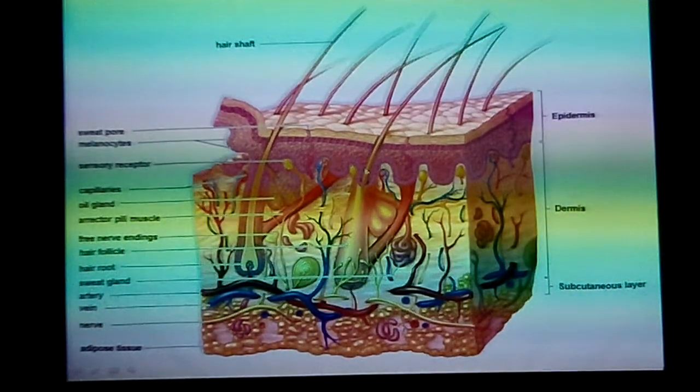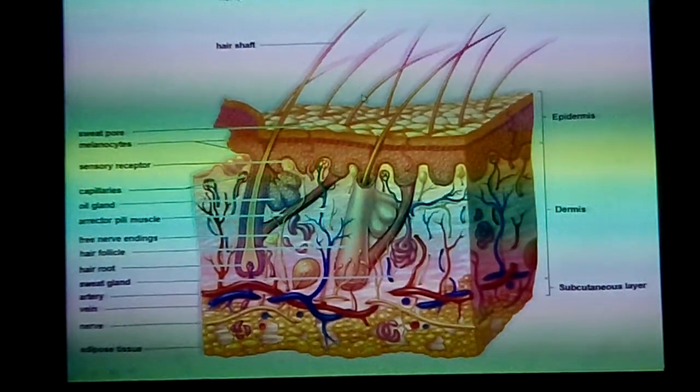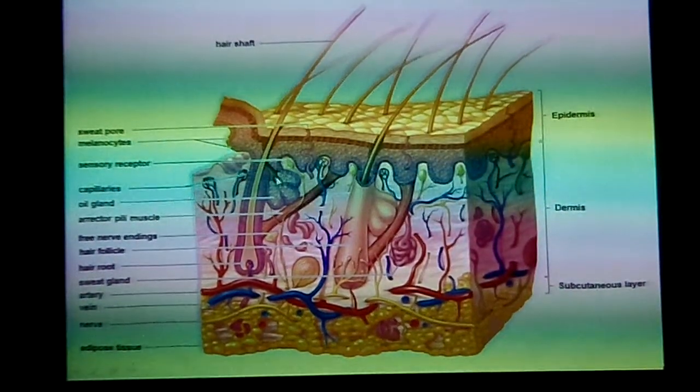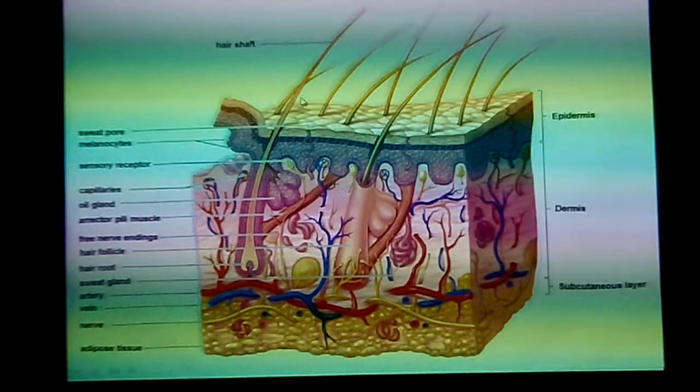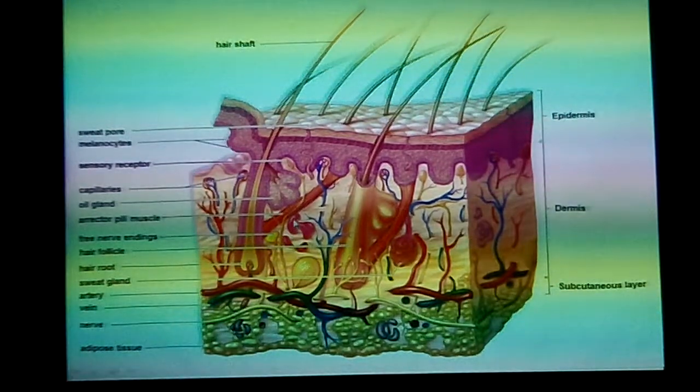In the dermis here, you got all sorts of things. You got hair follicles, growing hairs that can keep you warm. Humans have lost most of their hair, but animals really need that hair to keep them warm. Humans can just put on clothes. We're smart.